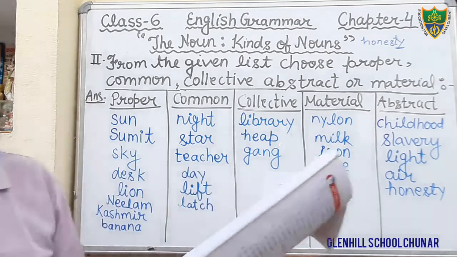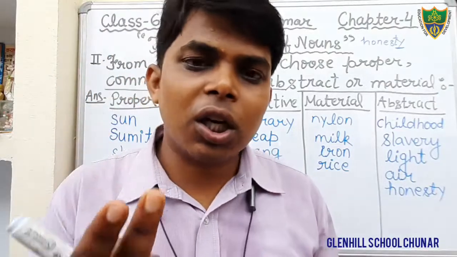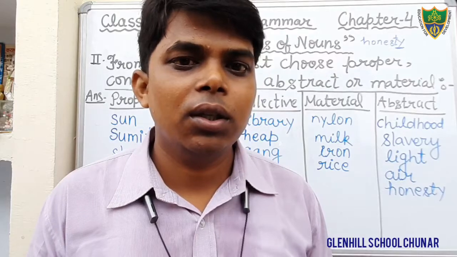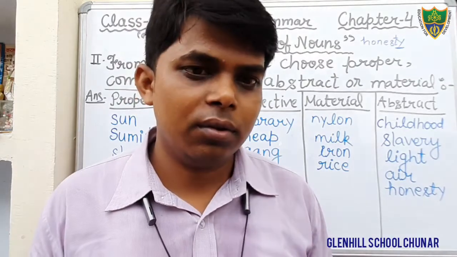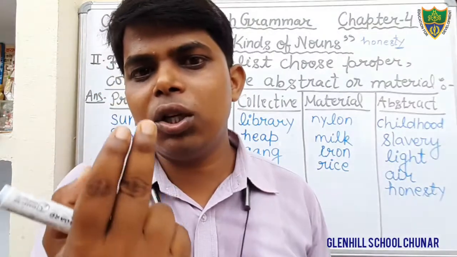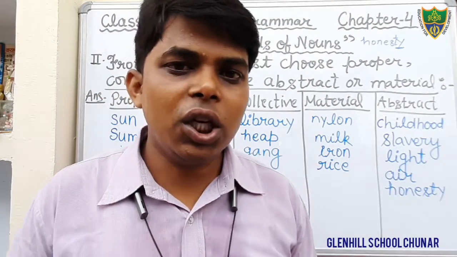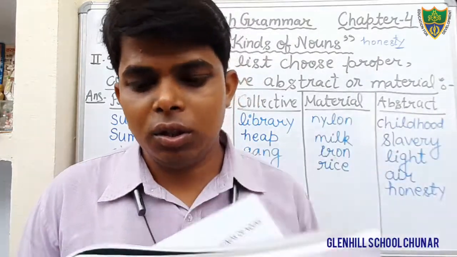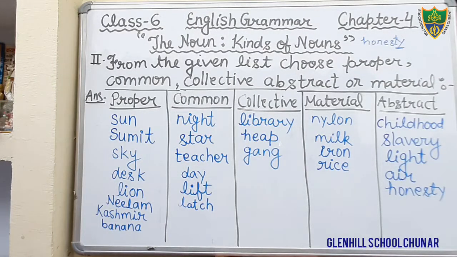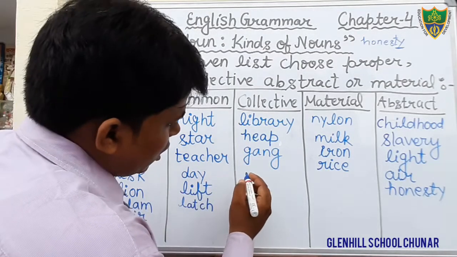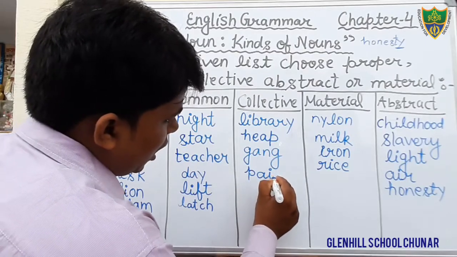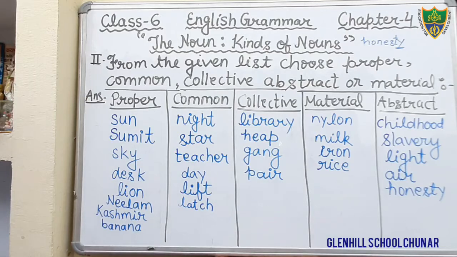Next question, pair. Pair denotes the collection of two things. Pair of shoes, pair of earrings. So pair denotes two things. So that is collective noun. The word pair is collective noun. It is the collection of two things. So the word pair, P-A-I-R, pair is collective noun.